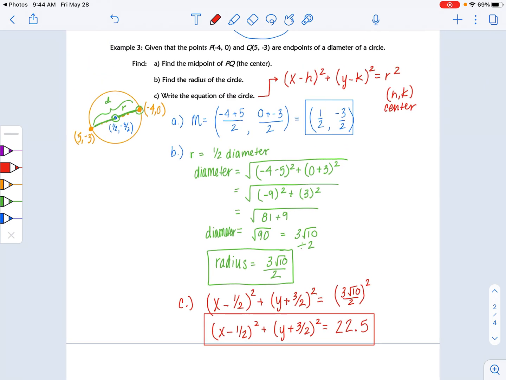So hopefully this was a good review. If you have questions on distance or midpoint, please let me know. And I do expect to see all the algebra involved. Good luck, my dears.